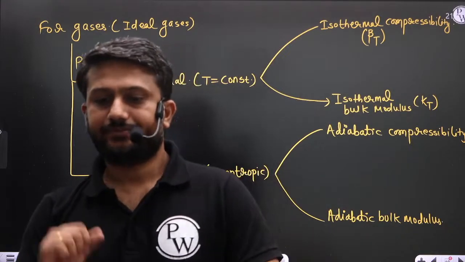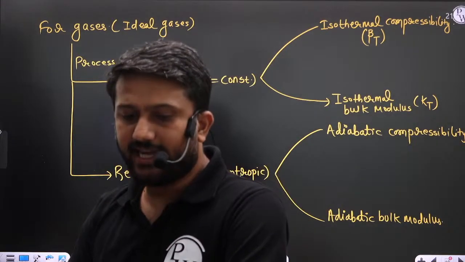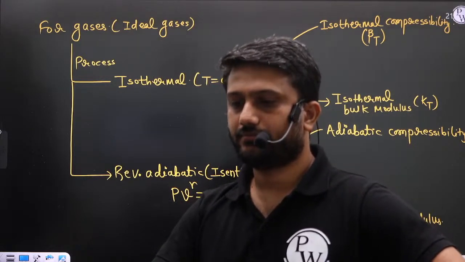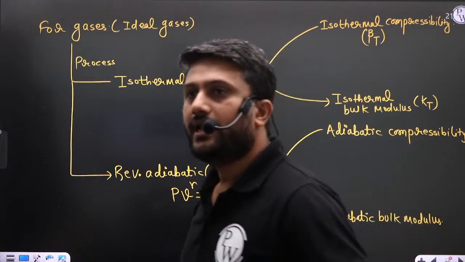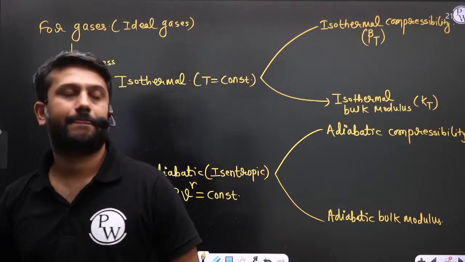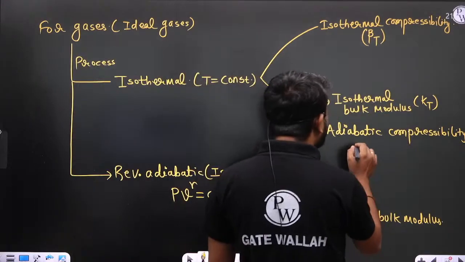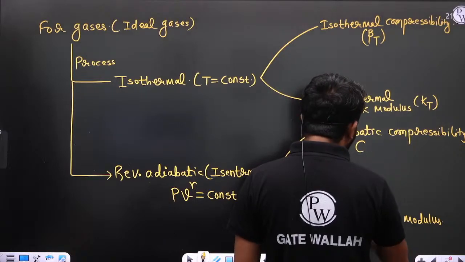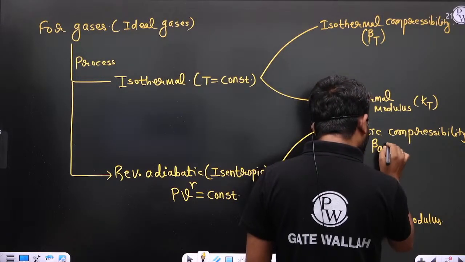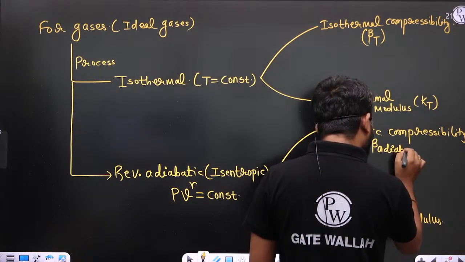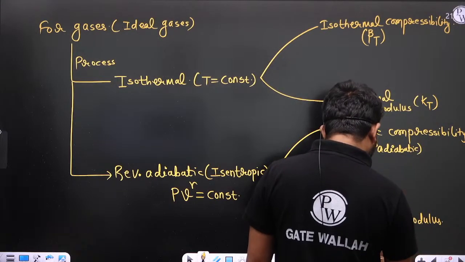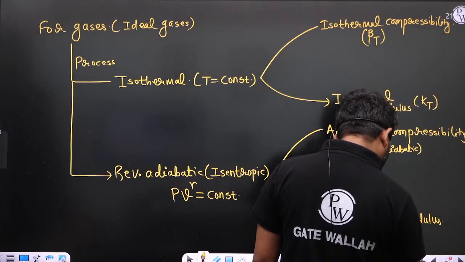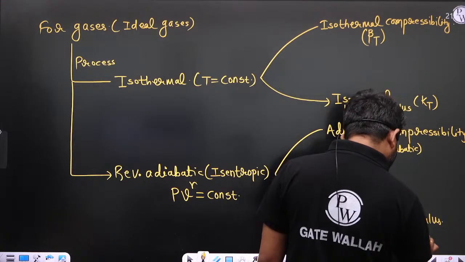Is it clear? Tell me, is it clear or not? Right. So adiabatic compressibility, we can write beta adiabatic, and adiabatic bulk modulus, we can write K adiabatic.